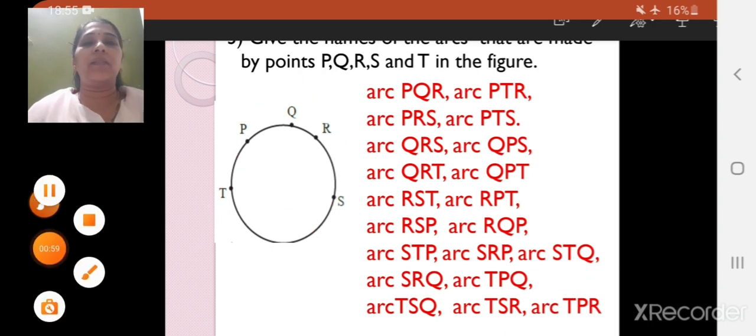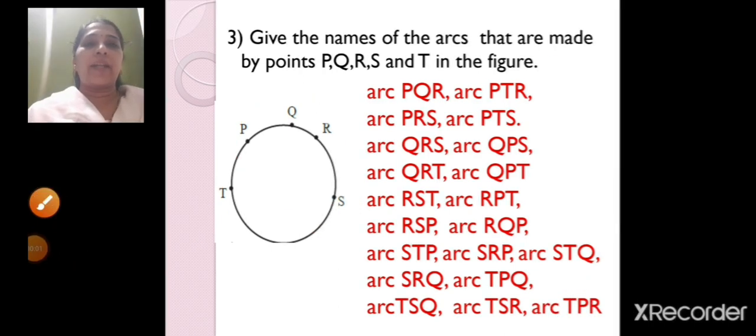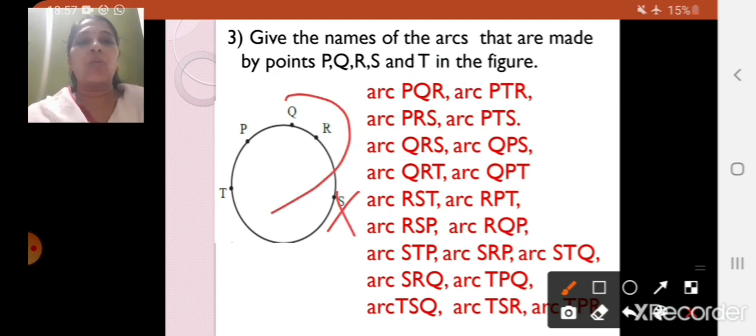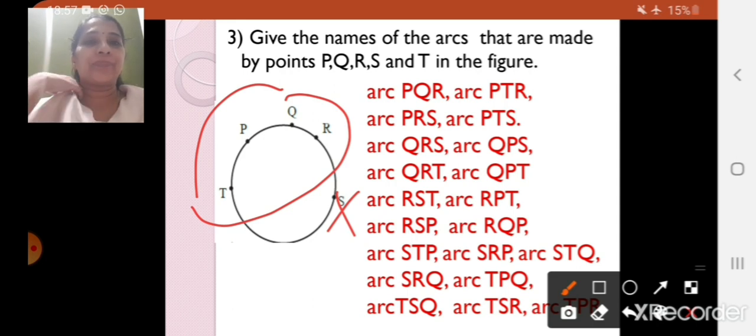Then again we have to find out the arcs with the point Q. Now what we are going to do? We are going to keep the point S as if it is not there. So what will your arc be? It will be QRT. Arc QRT, and the other arc will be arc QPT, right children?